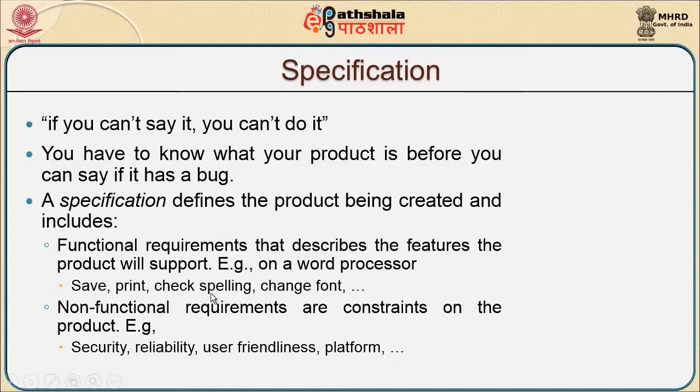As part of functional requirements, we describe the features the product will support, such as a word processor which has save, print, check spelling, check font, wherein we can make alternate changes in case of faulty execution. In the case of non-functional requirements, there are constraints on the software or product. For example, we may have to rely on security, reliability, user friendliness and the platform with which we are to develop the work.